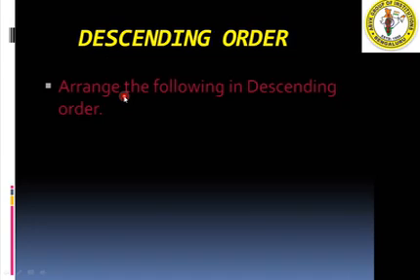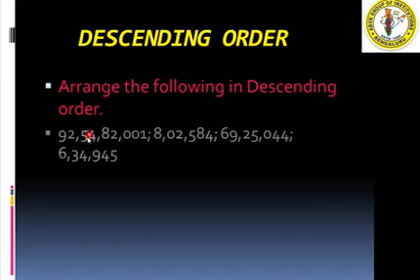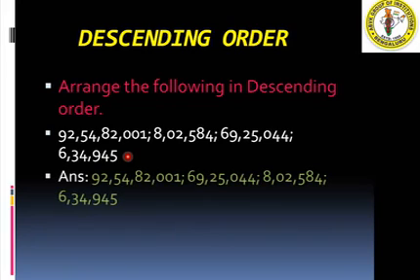So descending order, here I have given: arrange the following in descending order. So here you can see the example: 92 crore 54 lakh 82,001. Next number 8 lakh 2,584. Next number 69 lakh 25,044. Next number 6 lakh 34,945. So these are the numbers you have to arrange in descending order. So descending order means you have to arrange from bigger number to smaller number.